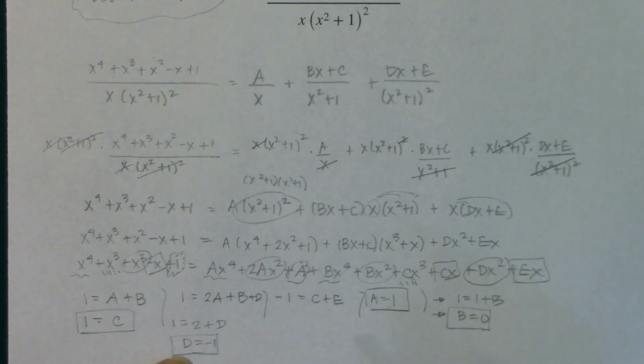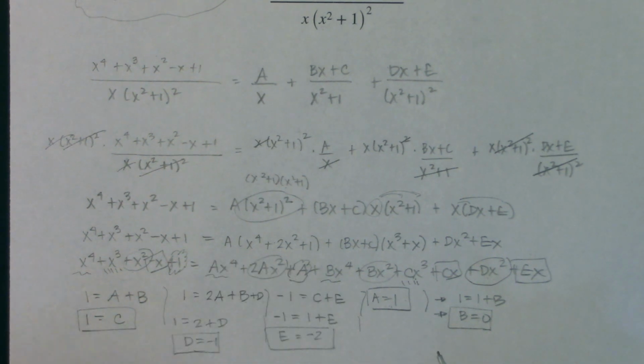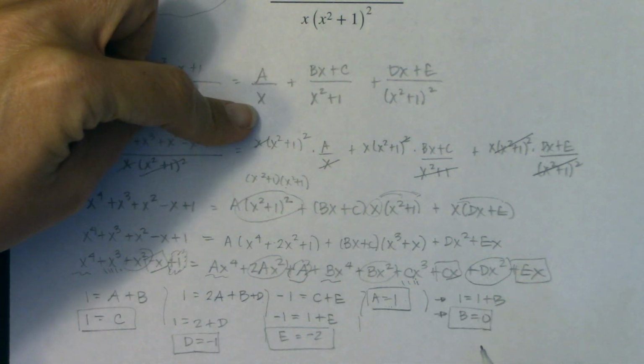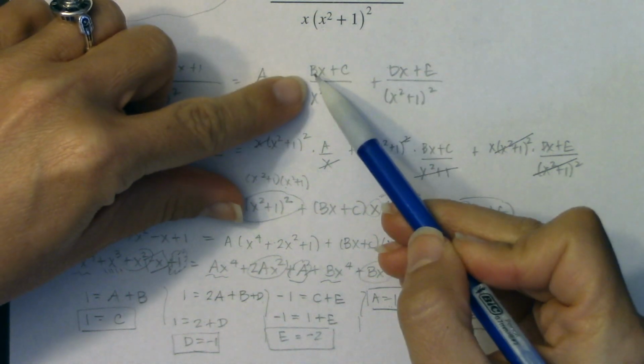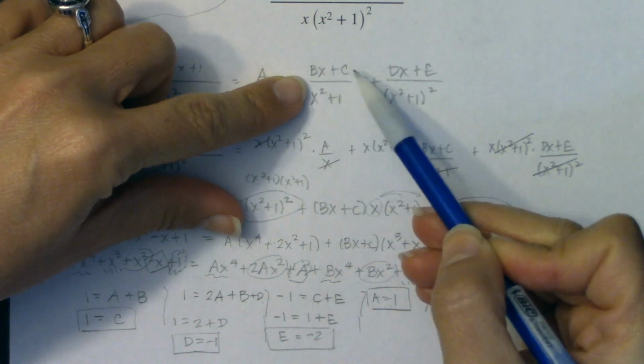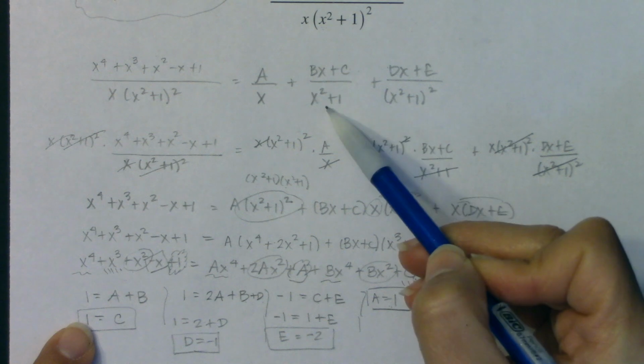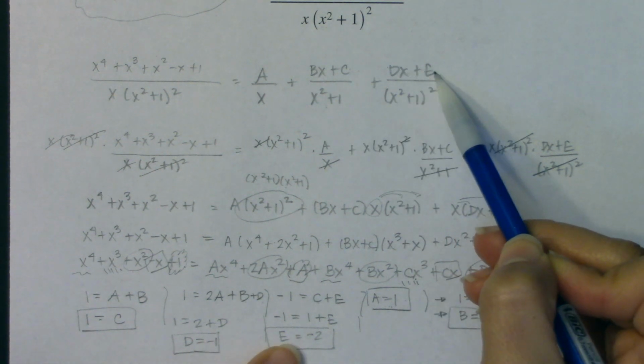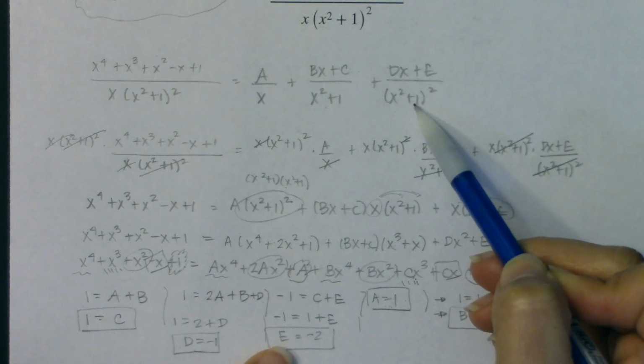And then I know what c is. C is 1, so I'm going to substitute that in here. I have negative 1 equaling 1 plus e. So e is negative 2. When I get all of that done, I do have my 5 letters. So this is going to be 1 over x, plus, b is 0, so 0x here, plus c. C was 1, so this is 1 over x squared plus 1. This is going to be negative x minus 2 over x squared plus 1 squared.